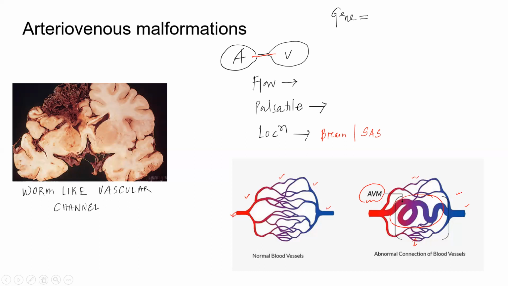If you look at them grossly, they form worm-like vascular channels. A gene that is known to be mutated in some of these conditions is KRAS. Because they have an arterial component, the flow is high and they are pulsatile. Other vascular malformations like cavernous malformations do not have arterial supply, so they are low flow and not pulsatile.